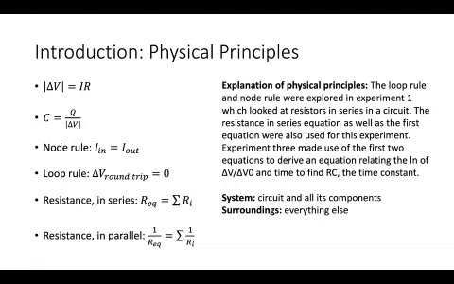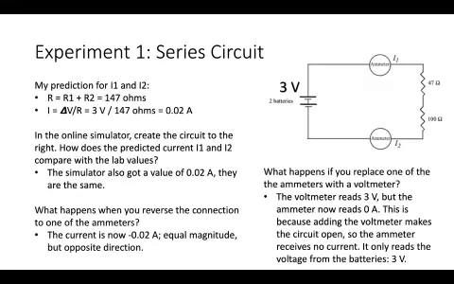Here are the physical principles we used. The loop and node rule were explored in experiment 1, which looked at resistors in series in a circuit. The resistance in series equation, as well as the first equation, delta V equals IR, were also used for this experiment. Experiment 3 made use of the first two equations to derive an equation relating the natural log of delta V over delta V initial and time to find RC, the time constant. In these experiments, the system is the circuit and all its components, and the surroundings is everything else.